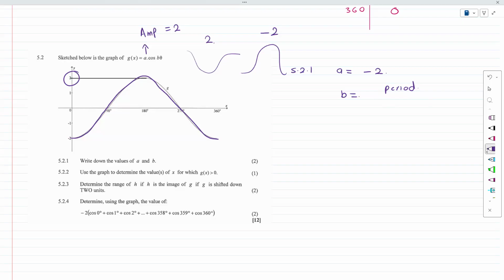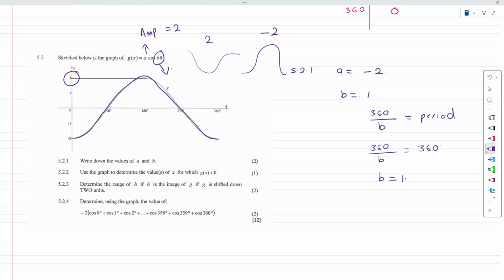Now, we don't have any of the answers, but I know that B is standard. Because it is a period of 360, B has to be 1. Because if it was a period of 180, B would have to be 2. And it continues in that way. So again, let's go with this formula, 360 divided by B equals the period. Now, if the period is 360, so this would be 360 divided by B equals 360, and no matter how you solve this, B is going to equal 1.